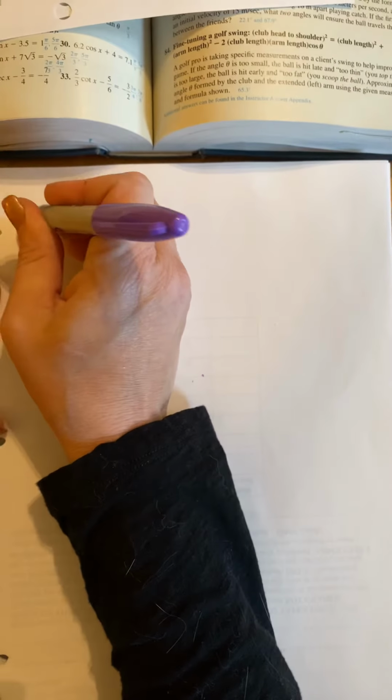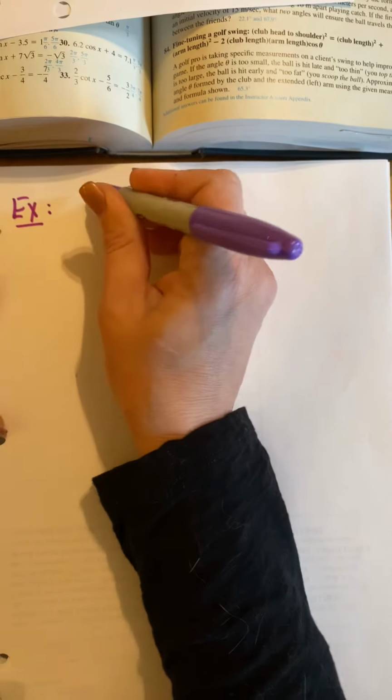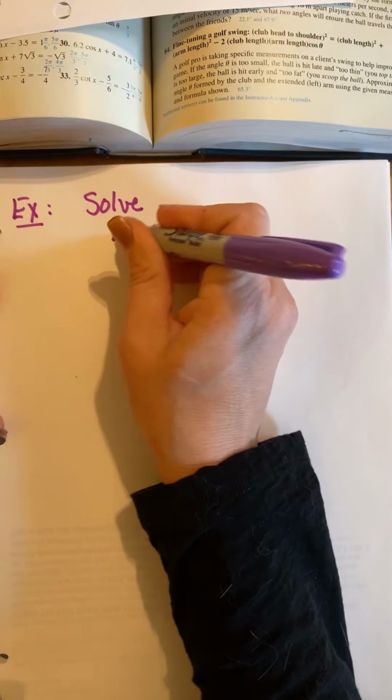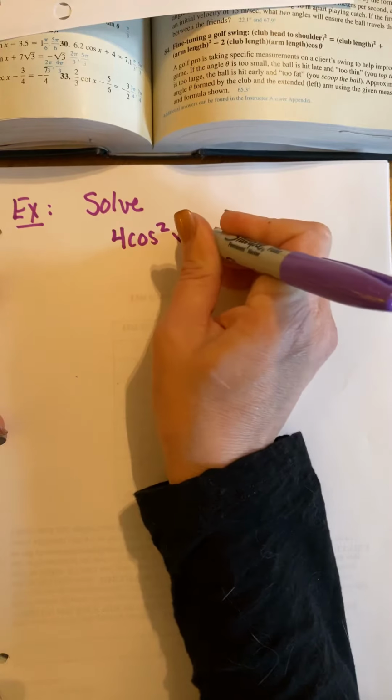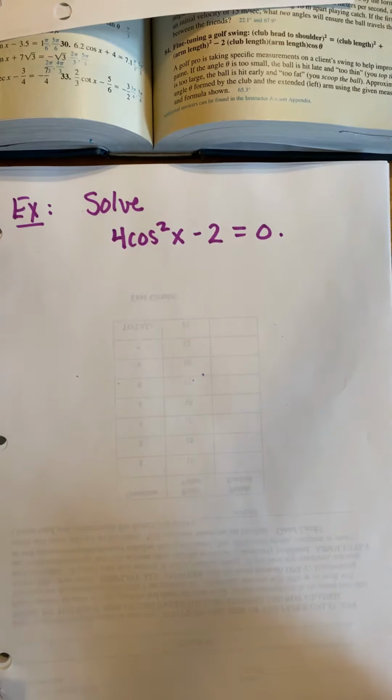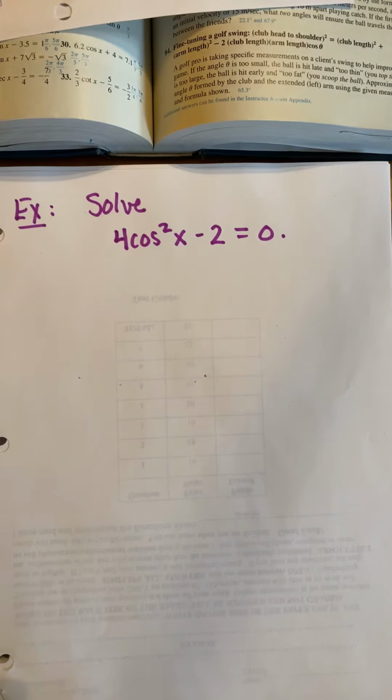Example 2 for today. Solve 4 cosine squared of x minus 2 equals 0. Well, again, the cosine only appears once, but it appears squared. So this is a step up from the previous problem.